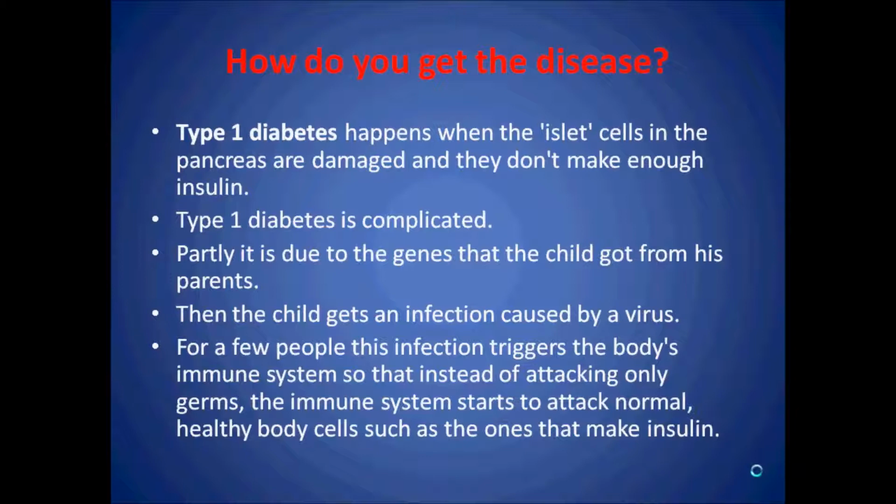The second is when the child gets an infection from a virus and the inflammatory system can be triggered, and then it causes diabetes. Other than these categories, for a few people the infection triggers the body's immune system, so that instead of attacking only germs, the immune system starts attacking its own body. Healthy body cells, such as the ones that make insulin, are damaged in that process, and then the person starts suffering from diabetes.